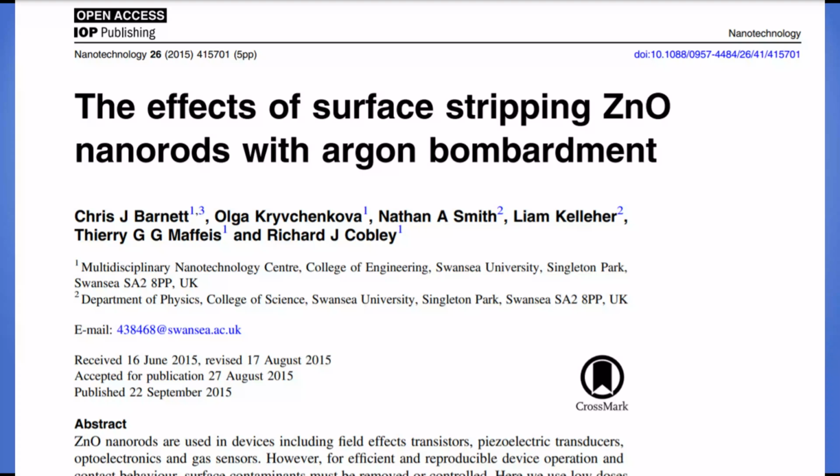So today I'm going to be looking back at this paper, the effects of surface stripping zinc oxide nanorods with argon bombardment, which was published in IOP's Nanotechnology in 2015. This paper is particularly important to me because it's gone on to inform some of my later research, including another two papers which use very similar techniques, and also further papers which explore the same sort of science but with different aspects. Of course, I'll be making videos on that for this series later on.